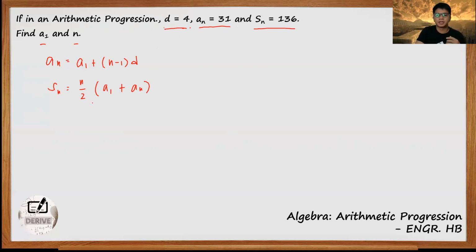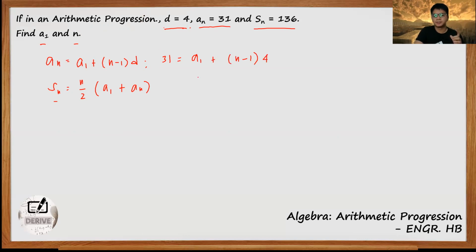Yung second formula sana, kasi meron tayong Sn is 136, we have the a sub n is equal to 31, kaso wala naman tayong a sub 1 tsaka n. Kasi nga, yun yung hinahanap. So dito muna tayo sa first equation, baka pwede rin tayo makakuha dyan. So kung dalawang hinahanap, maybe magkakaroon tayo ng 2 equations, 2 unknowns. So ang a sub n natin is 31 is equal to a sub 1 plus n minus 1 d. Syempre, unknown si n. d is 4.